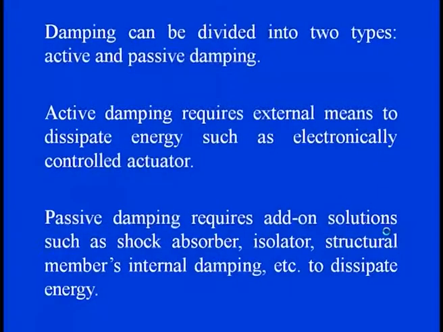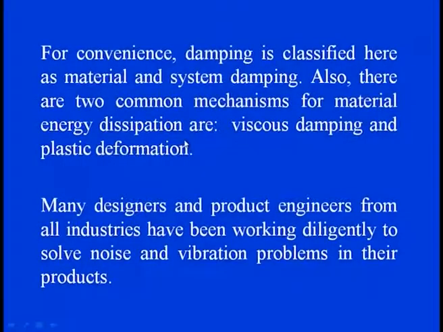Second is the material to be applied there, or a passive part. So, passive damping is something in which there is a requirement of add-on solutions such as the shock absorber, some kind of isolators, or the structural members' internal damping, which always provides the domain to transfer the dissipation energy, just to dissipate that energy. So, for convenience, we can simply classify the damping as material or system damping.